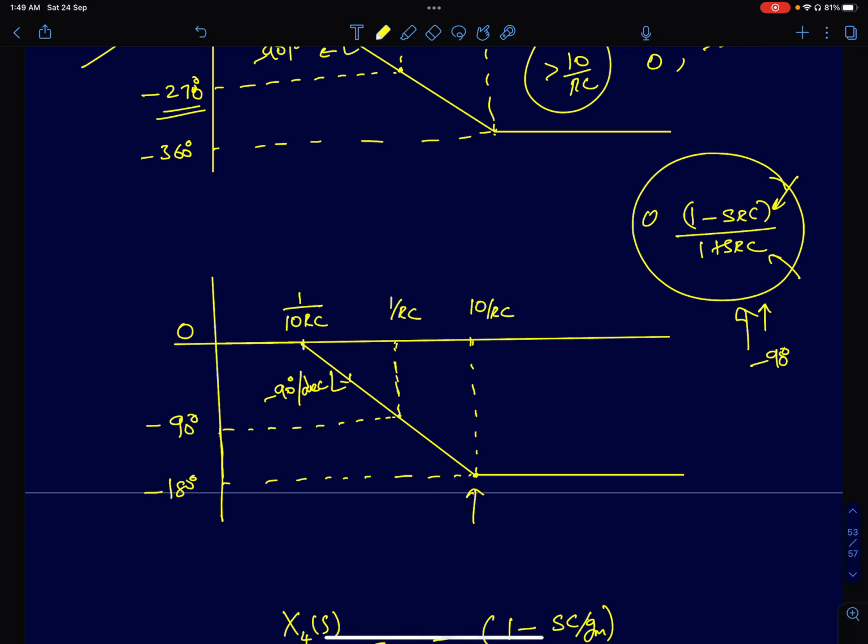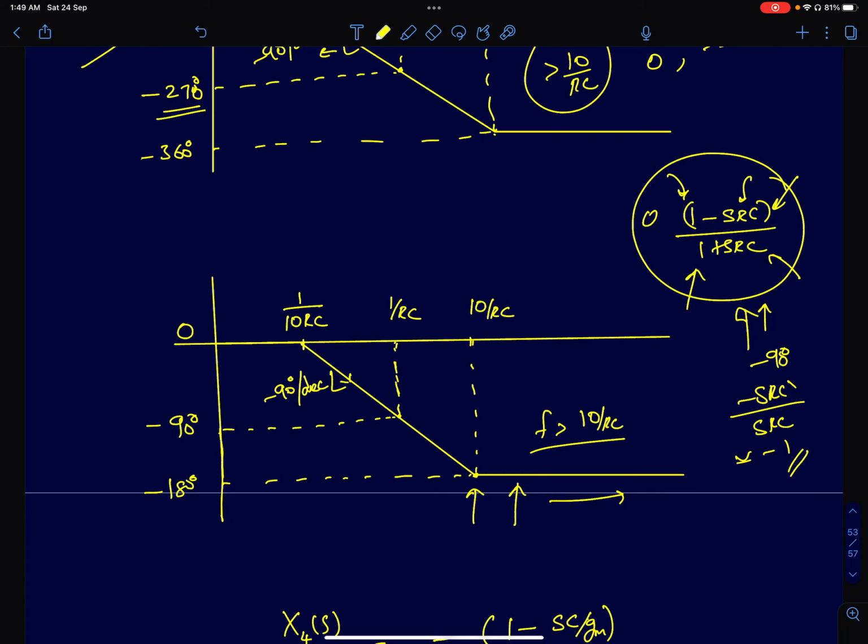You can see that at very high frequencies, you can write it as minus SRC by SRC. I can ignore the 1 term here at high frequencies. So this becomes minus 1 at very high frequencies. Therefore, the phase shift will be minus 180 degrees. So you get a phase shift of minus 180 for frequencies greater than 10 by RC.